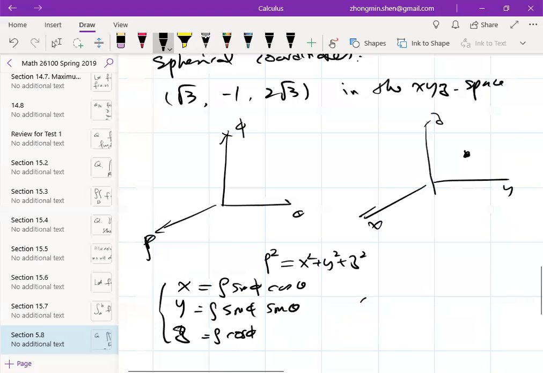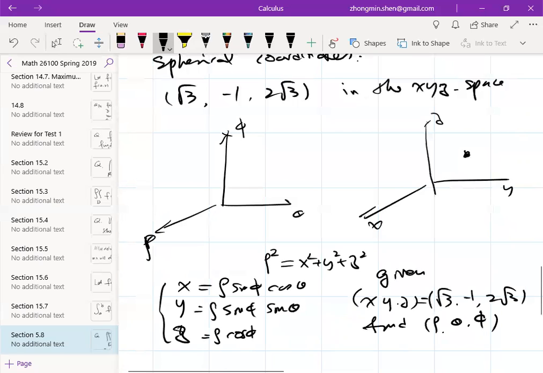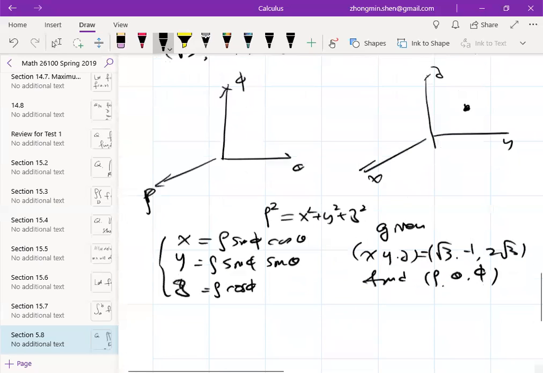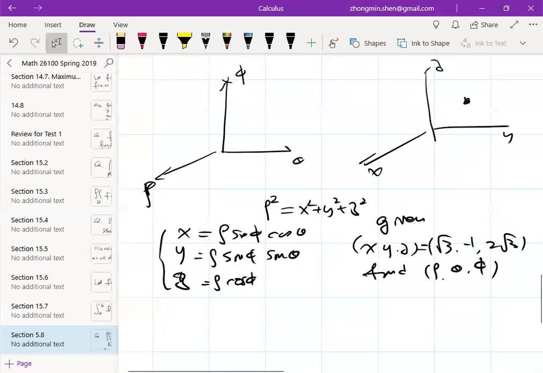Given this point, find rho, theta, phi. In other words, using the above formulas, you're going to find the pre-image of that point under this map.